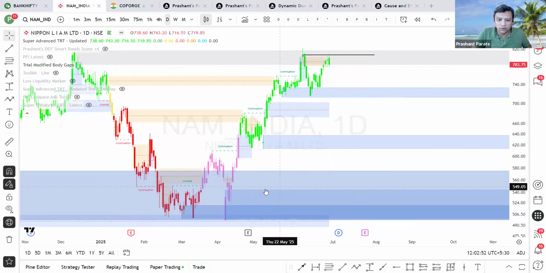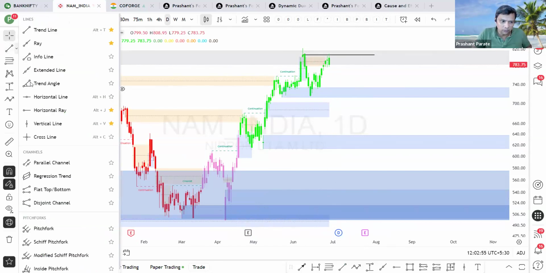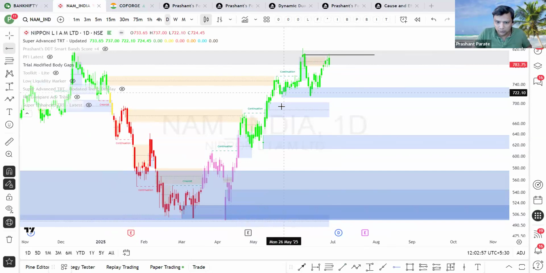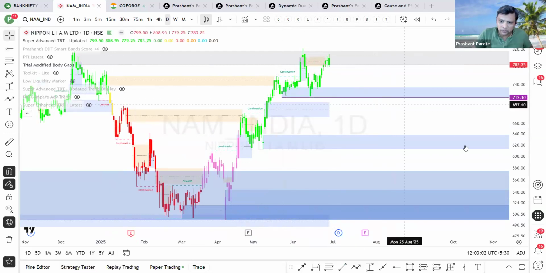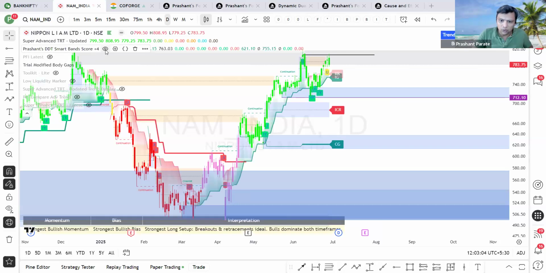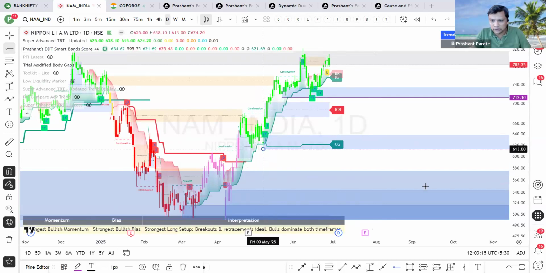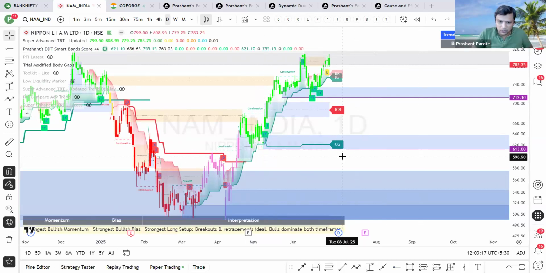Now, if you are holding from lower down and have booked profit here, you can keep your trailing stop loss below this. If a candle closes below this 712, your stop loss will get hit. If you want to hold it based on DDT smart bands, then your stop loss will come below this. If a candle closes below 610, then you will have to exit. So maybe if it is for investment purpose, you will have to keep a wider stop loss. This can be used as your stop loss.